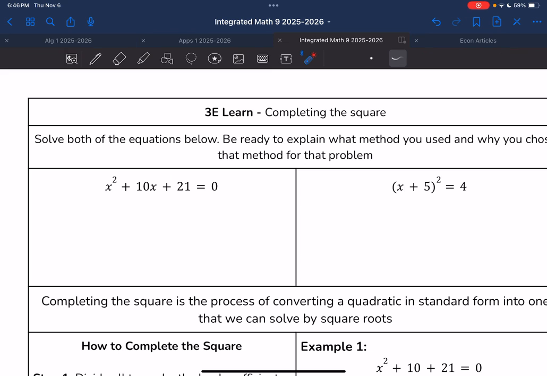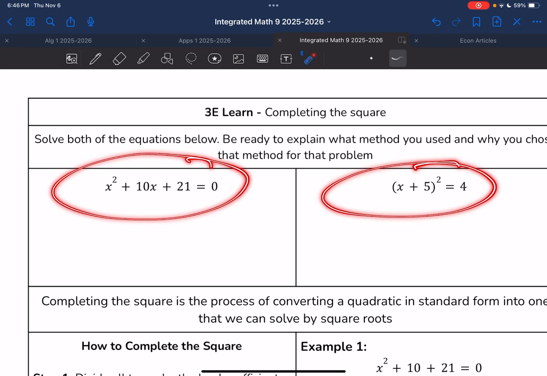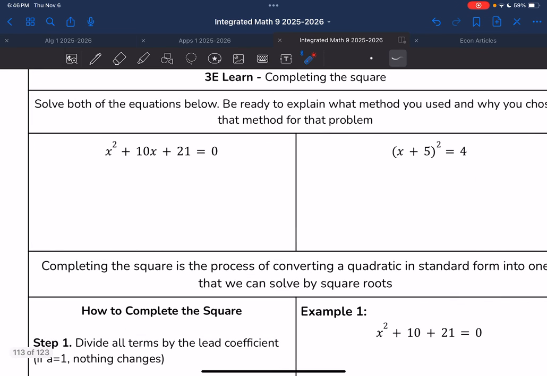this completing the square process kind of hinges on something that we saw before. So there's two quadratics here and here. And you know how to solve both of these. You'll do it in different ways. And so if you factor the top one, you can go x plus 3 times x plus 7 equals 0. And you can say x is equal to negative 3 or x is equal to negative 7.